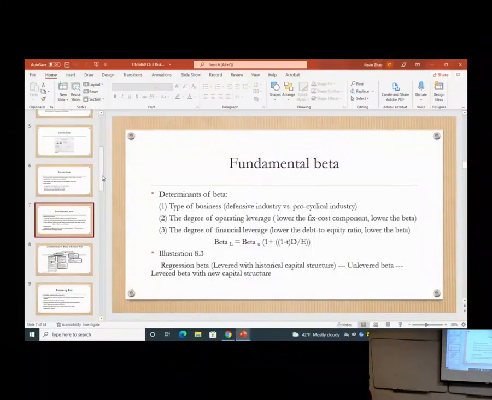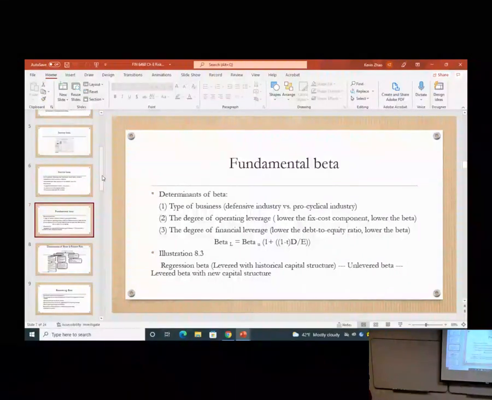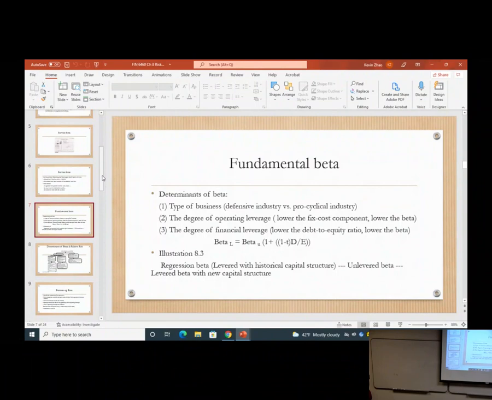Assuming a company has no debt, what should the beta look like? That is the levered beta versus unlevered beta, and the levered beta is definitely greater than the unlevered beta. Here is the adjustment factor: 1 plus (1 minus t) times D over E, where t is the tax rate, D is debt, and E is equity. It's the debt to equity ratio.